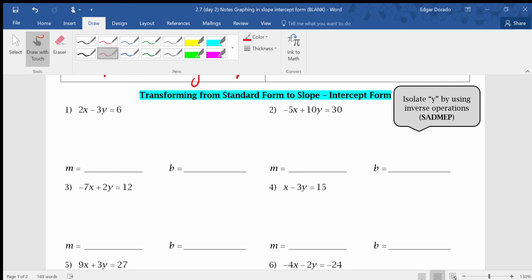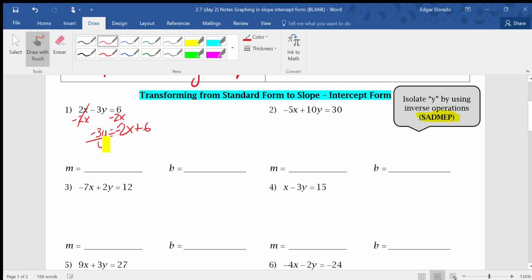So the main thing here is we have to isolate y by using inverse operations or SADMAP, which I think you guys are pretty good at doing by now. So let's go ahead and isolate that y in number 1. So what do we get? Well, first off, I have to get rid of that 2x because I'm adding that 2x. And then I have to get rid of that 3. So let's go ahead and subtract 2x from both sides. I get negative 3y equals negative 2x plus 6, okay, because that 6 was positive.